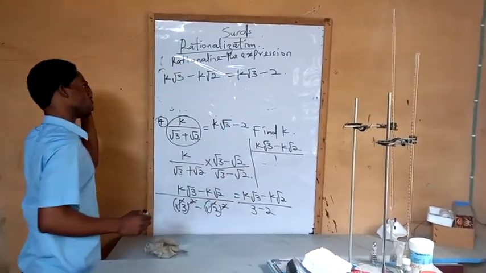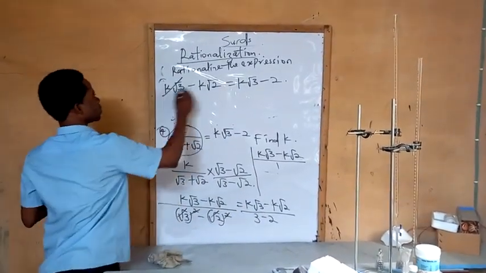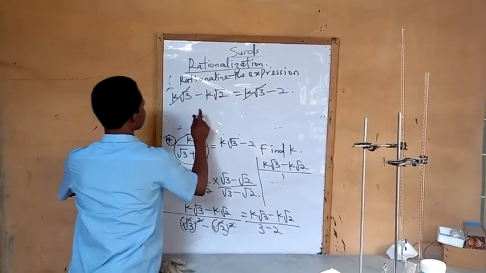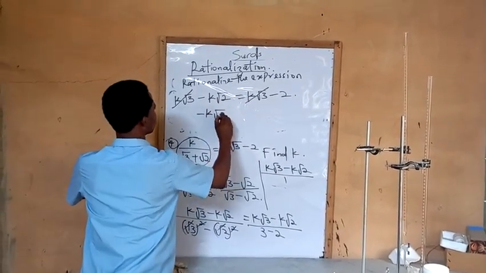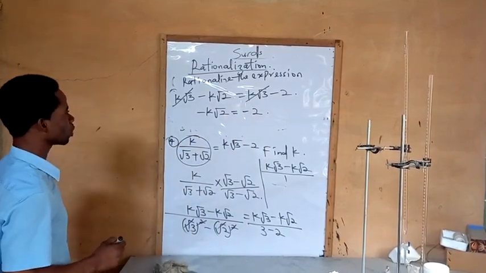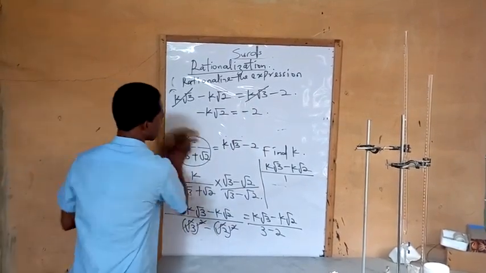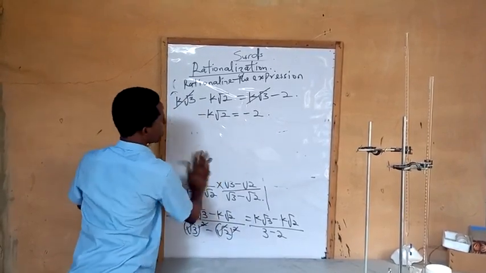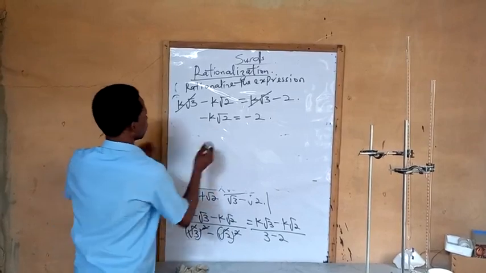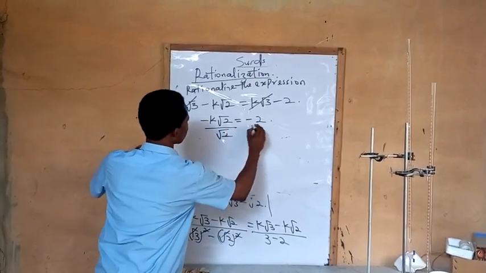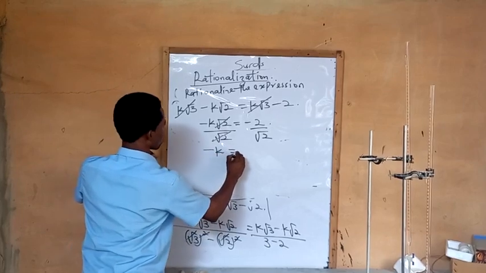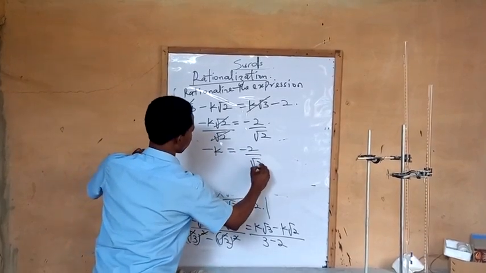Don't forget, I am looking for k. So this can cancel this. They are on both sides. So I am left with minus k root 2 equals to minus 2. And I'm looking for k. So what will I do? I'm going to divide both sides by root 2 because I'm looking for k. All over root 2, all over root 2. This one cancels with this. Minus k equals to minus 2 all over root 2.